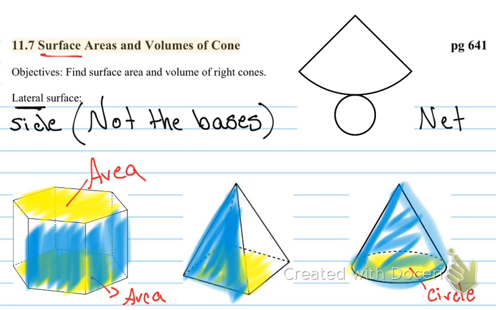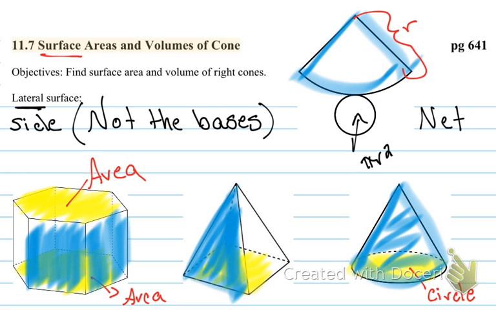If you can see here, we need to find the area of this circle. Well, that's just pi r squared. But then we need to find the area of this piece here, which, if you notice, is part of a circle. It's part of a circle with a radius of this length here. There's our radius.